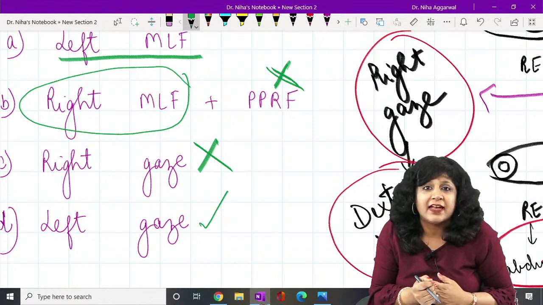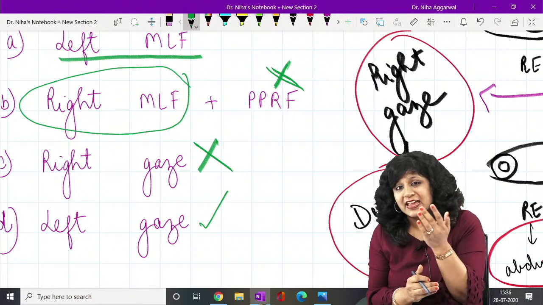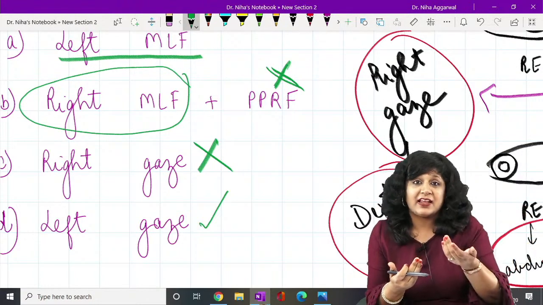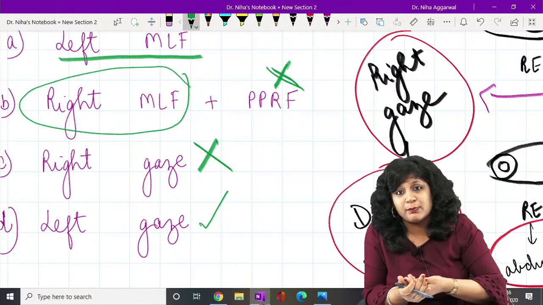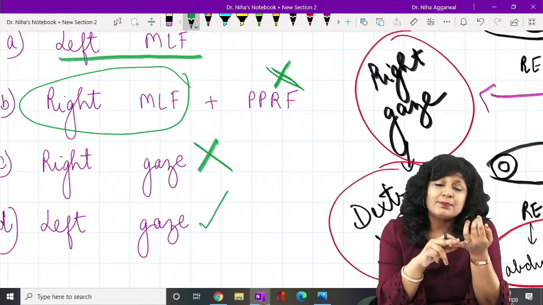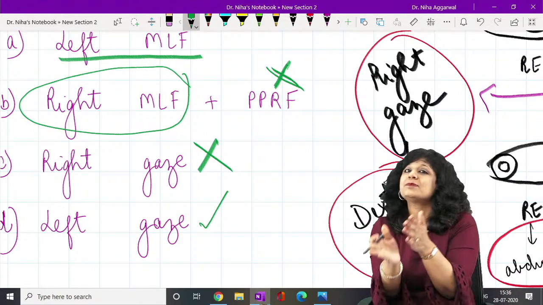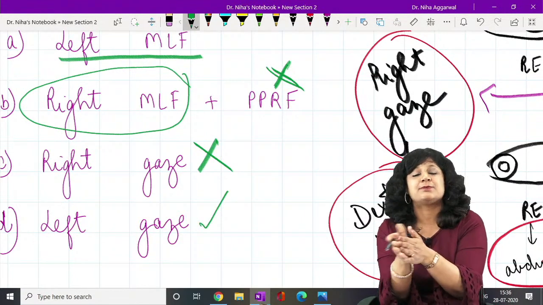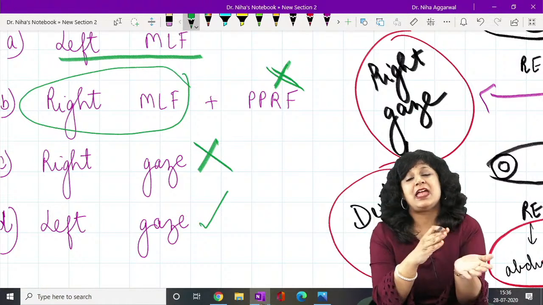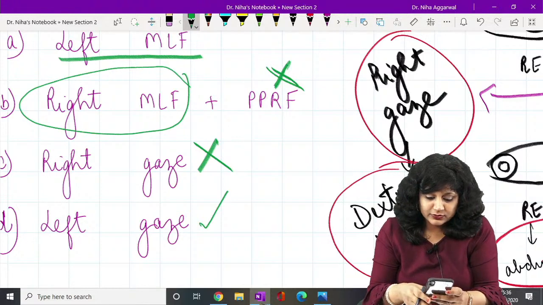There is a difference between the two. If the right MLF is lost, you are not able to adduct the right eye. And when do we adduct the right eye? In looking to the left. Similarly, if the left eye has an MLF lesion, there will be an adduction problem in the left eye. And you would like to adduct this left eye when I want to see towards right, so gaze palsy is always opposite. So don't get confused. Right MLF will not cause a right gaze palsy. Right MLF will cause a left gaze palsy. 1.5 syndrome will occur if there is both a PPRF and MLF lesion. Is that very clear to you? Please ask your doubts if there are any.